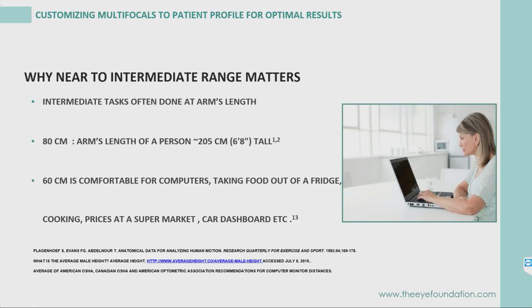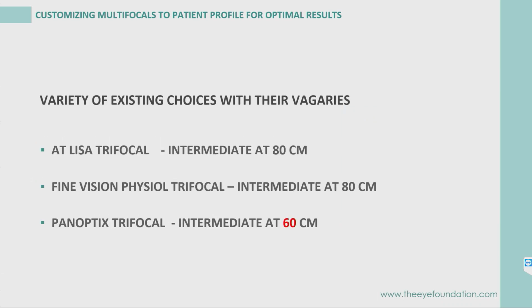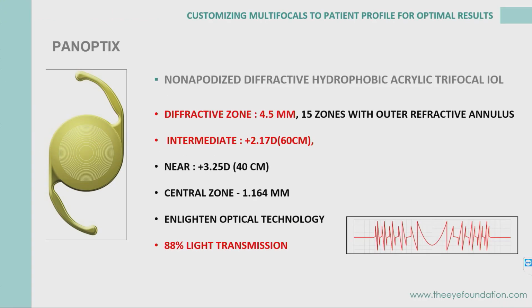Now we also need to understand, like Mohan had said, that the intermediate vision has changed. It's no longer 60. Many of our requirements were 40, and many of our requirements have come to 60 centimeters. So then, what are the trifocals we have in the market? We have AT LISA, which has an intermediate at 80. We have PhysIOL with an intermediate vision at 80 centimeters. We have PanOptix, which gets better, promising an intermediate at 60.